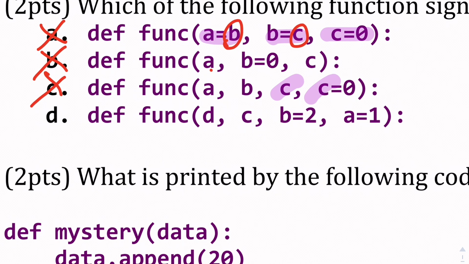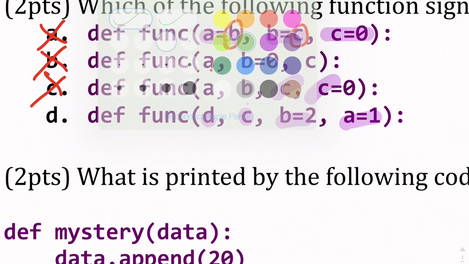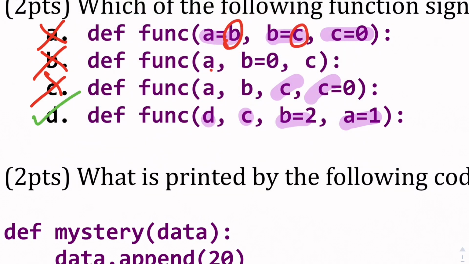So let's see, def func, so D: positional parameters, that works. A default set to some value, that one's good. Cool. So the only one that works is D, the rest of them will fail.